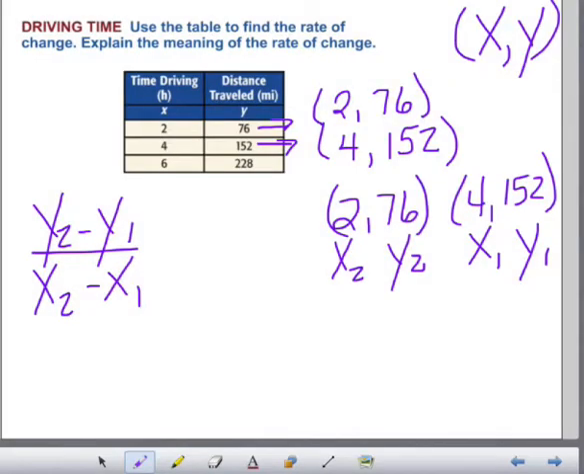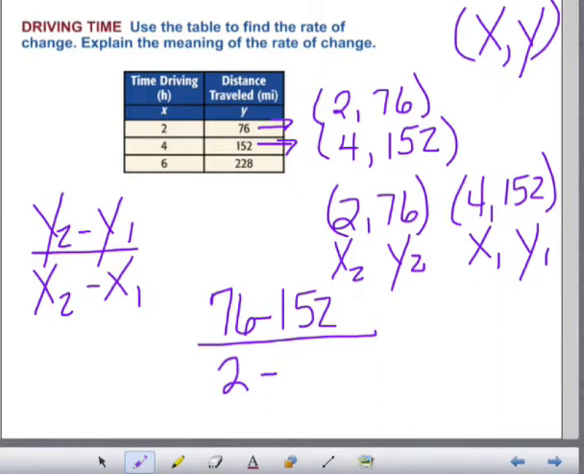So I take y2, just plug them into my formula, 76 minus y1, 152, over x2, which is 2, minus 4. So 76 minus 152 is a negative 76. 2 minus 4 is a negative 2. And then I can simplify that. A negative 76 divided by a negative 2 is a positive 38.